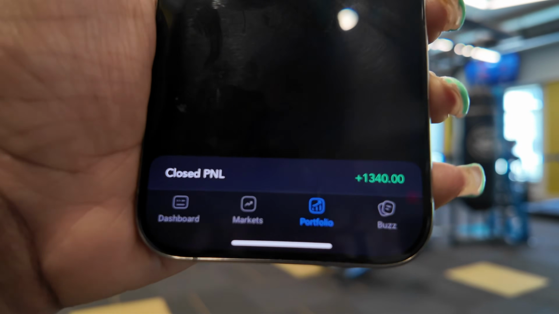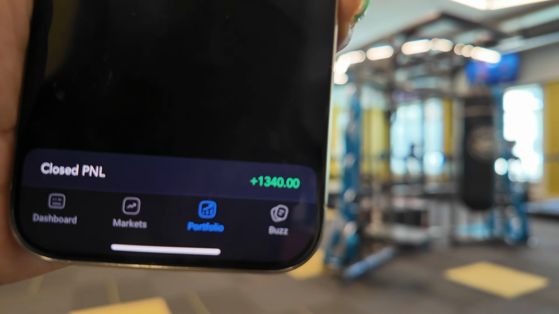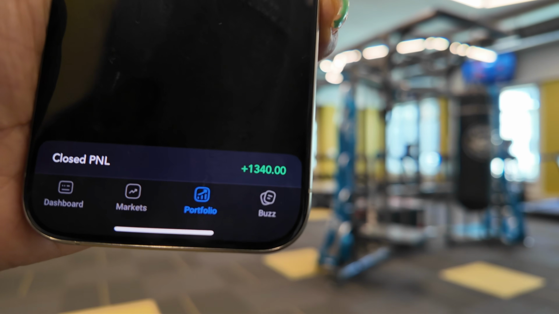Y'all, I'm telling y'all, one day I'm gonna figure out how to work this camera. But y'all see it, I'm gonna have to manually zoom it in. But y'all see the closed P&L.